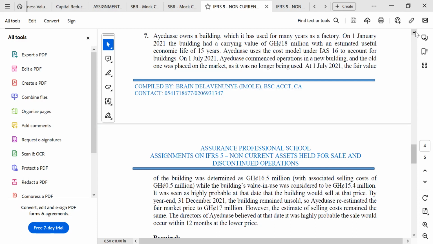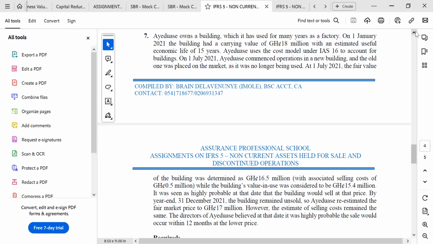By year-end 31st December 2021, the building remained unsold. So IAGRC re-estimated the fair market price to 17 million Ghana cedis. However, the estimate of selling costs remained the same. The directors of IAGRC believed that at that date, it was highly probable the sale would occur within 12 months at the lower price.